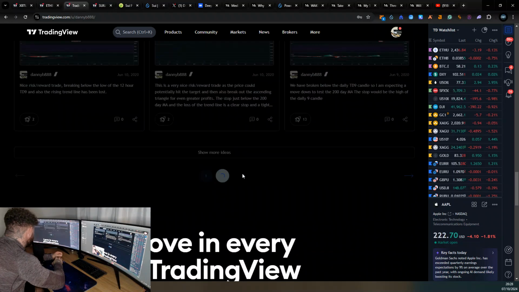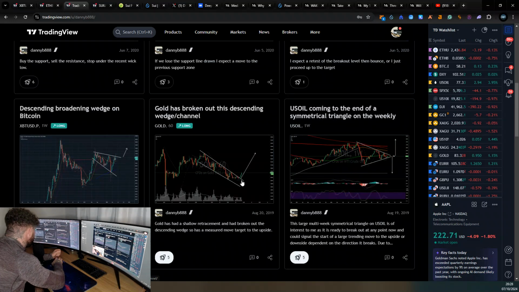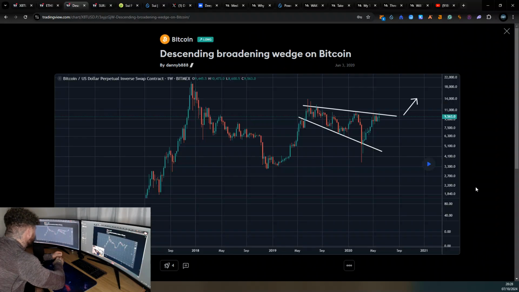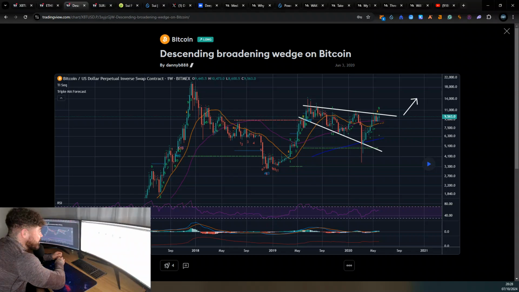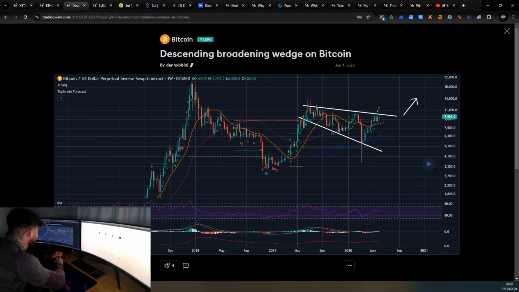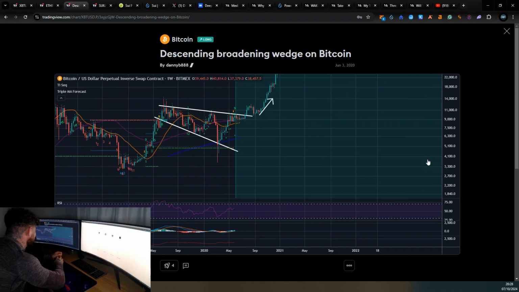And let's have a look at a beautiful descending broadening wedge that we have in Bitcoin just here. It's a similar time frame as well. This was about 11 months, and I think we're just over 7 months of sideways trading in the current iteration of this. So what happened? Let's have a look. We'll just click. There we go.